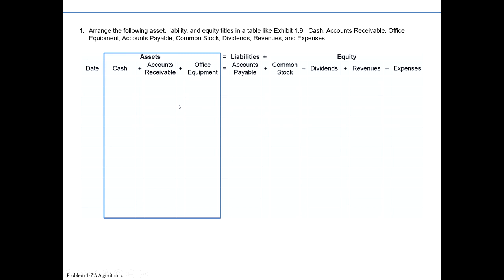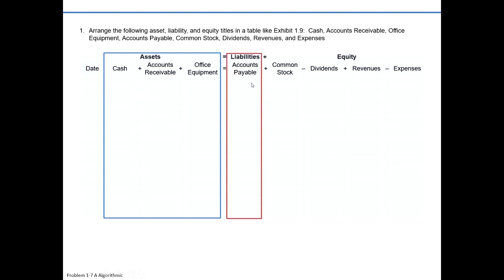So for Graham Company, its assets include cash, or the money available to pay for supplies, to buy equipment, to pay its employees. Accounts receivable, that's amounts owed from its customers. That's an IOU to Graham Company from its customers. And office equipment, so perhaps that's a desk or a computer that the company uses to provide consulting services.